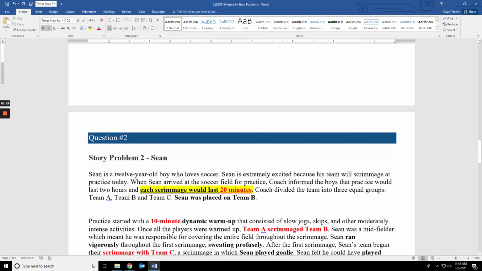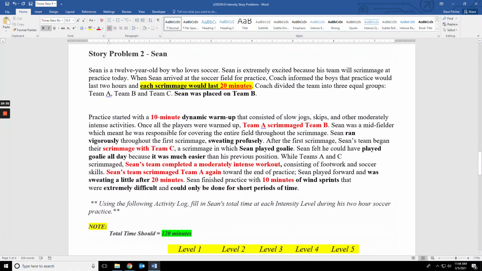Let's go ahead and look down to question number 2 just to get you started. Sean is a soccer player and he plays each game or each scrimmage for 20 minutes. So there's your time for each scrimmage. But there are some other activities that he will do, such as a 10-minute dynamic warm-up. So then you have to read it, okay? And it says moderately intense.